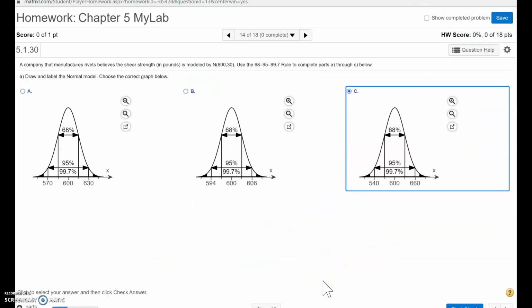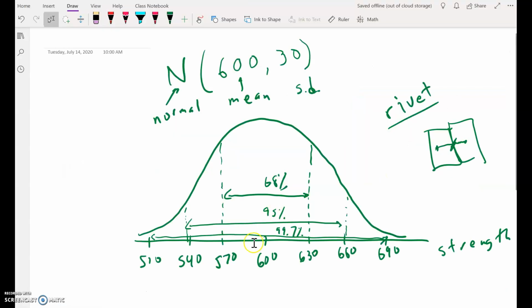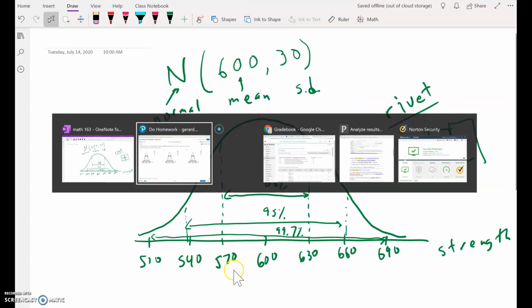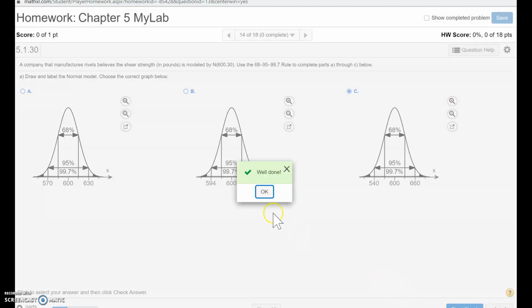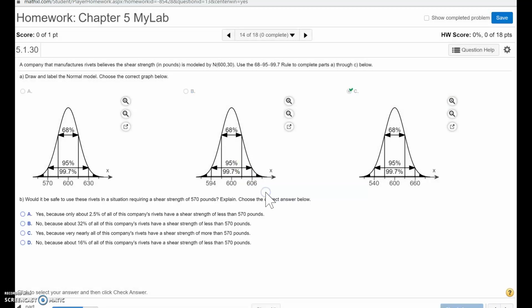Now on this particular question, notice they don't tell us exactly what the 68% mark is, but it looks roughly halfway between 540 and 600, which would be 570, which is the 68% mark, 570 right there. Okay, so we got option C. Let's check to see if we did it right. We got a well done. Okay, now on to part B.